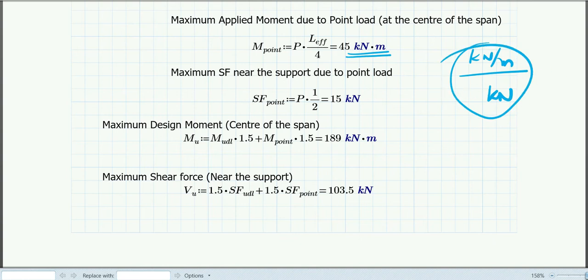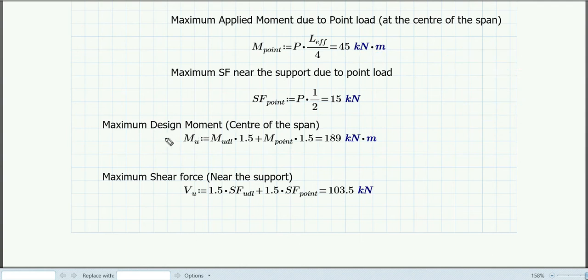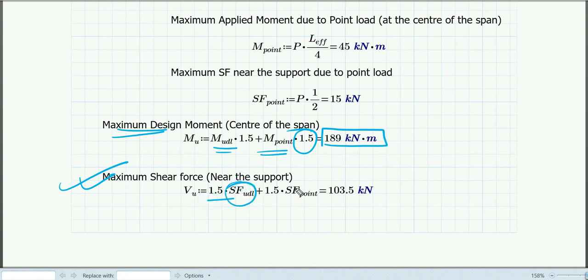Okay, so that is why we have converted to UDL first, then we have multiplied. Now let us find out the design moment, that is UDL plus point load into 1.5. This is actually the partial safety factor, which comes out to be 189 kilonewton meter. And what is the maximum shear force? This is 1.5 shear force due to UDL plus 1.5 shear force due to point load, which comes out to be 103.5 kilonewton, right?